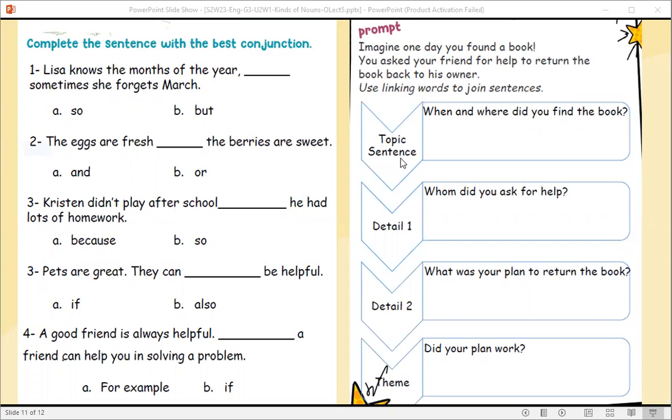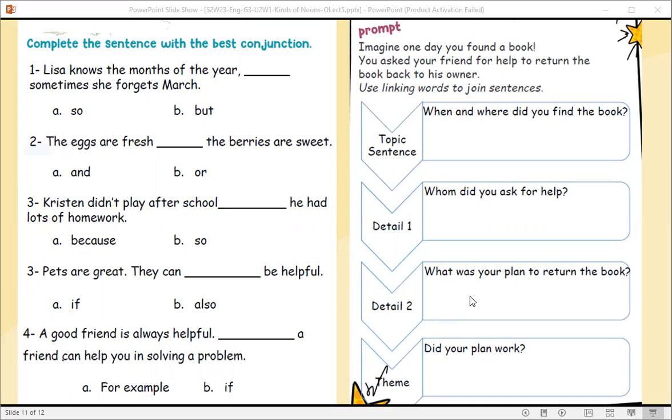In the topic sentence, we're going to write when and where did you find the book? Maybe you found the book at the school. Maybe you found it on the streets. Maybe you found it in the park. In detail one, whom did you ask for help? Maybe you were there with your mom. Maybe you asked your mom or your dad or your teacher or your friend.